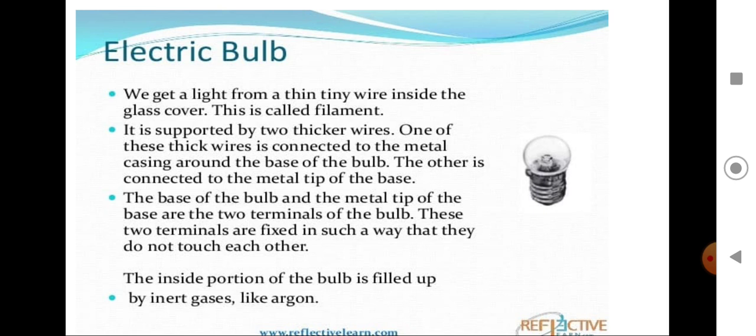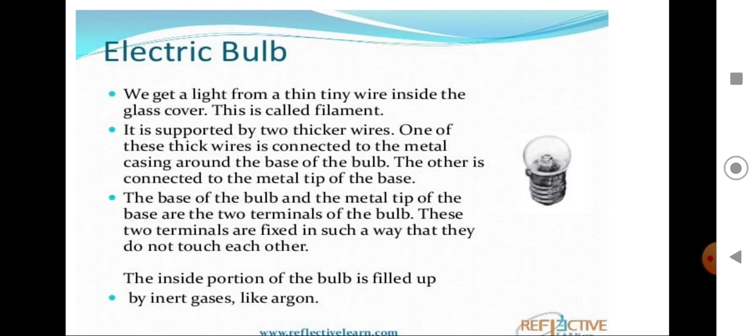And the inside portion of the bulb is filled with argon gas. An inert gas means it will not react, so it is very safe, and this gas will help to spread the light. You see this. The base of the bulb and the metal tip of the base are the two terminals. So the base of the bulb and also the metal tip of the bulb will act as the two terminals here. When they are connected properly, the bulb will start glowing. What will start glowing? The filament will start glowing, and you can see the tip and base.